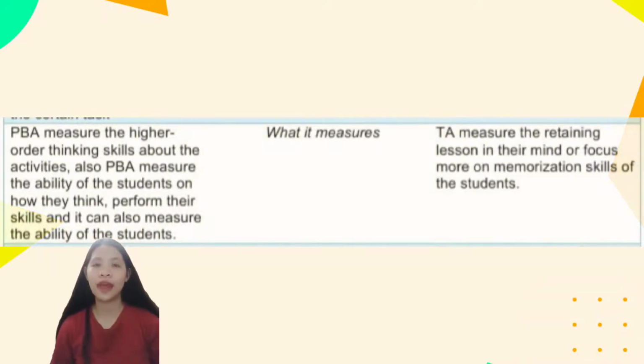Now, I will explain what it measures when it comes to performance-based assessment, wherein PBA measures the higher order thinking skills about the activities. Also, PBA measures the ability of the students and how they think and perform their skills. In addition, it is used to measure students' ability to apply their learned knowledge and skills to a given task.